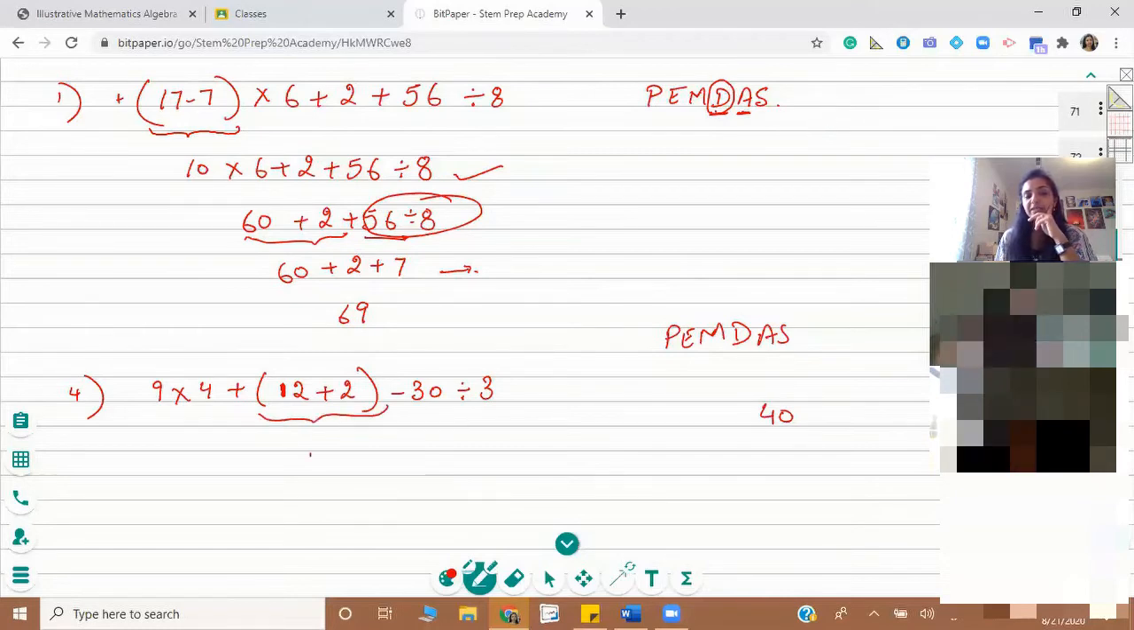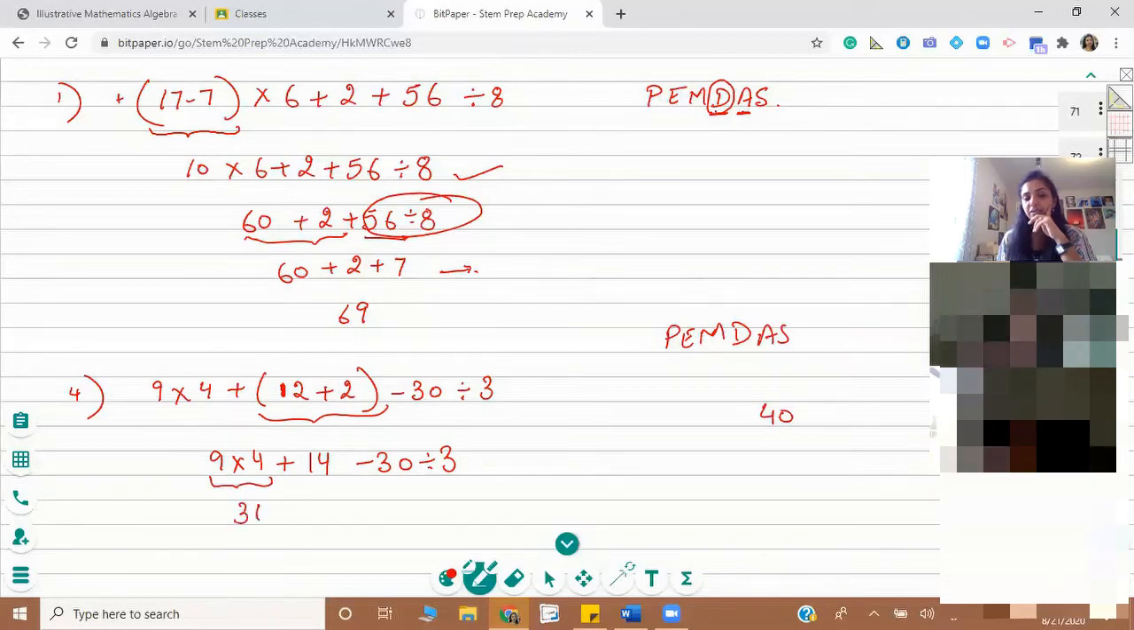So 12 plus 2 is 14. And then I write down everything as it is because I don't want to make any mistake at any step. So I always make sure to write all the steps. And then what should I be doing next? Then you do the multiplication. Multiplication, 36 plus 14. Can I do division also side by side? Yeah. So what should be the answer of my division? 10. Are you sure?